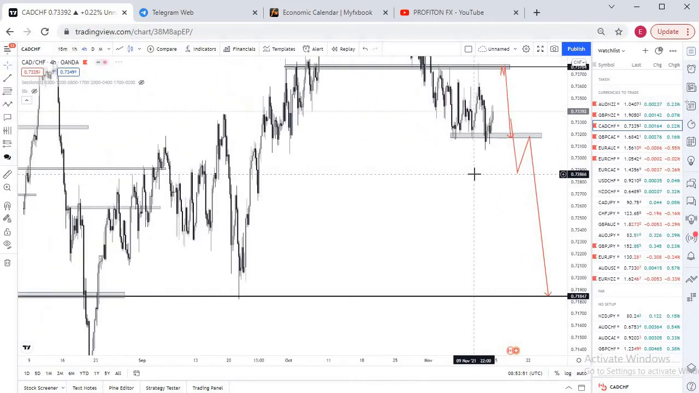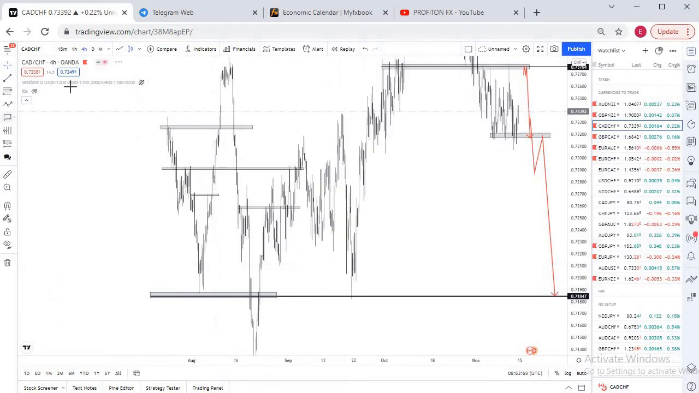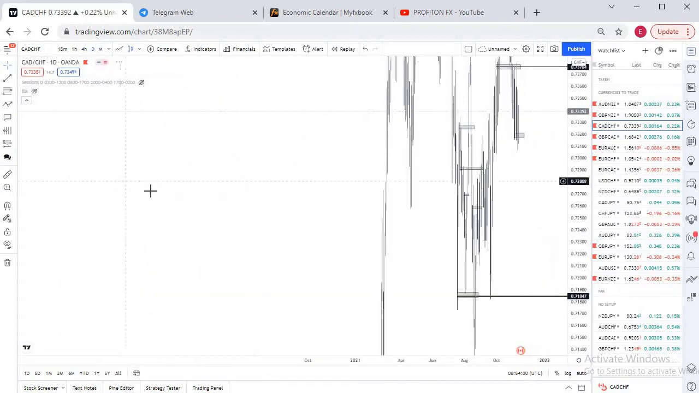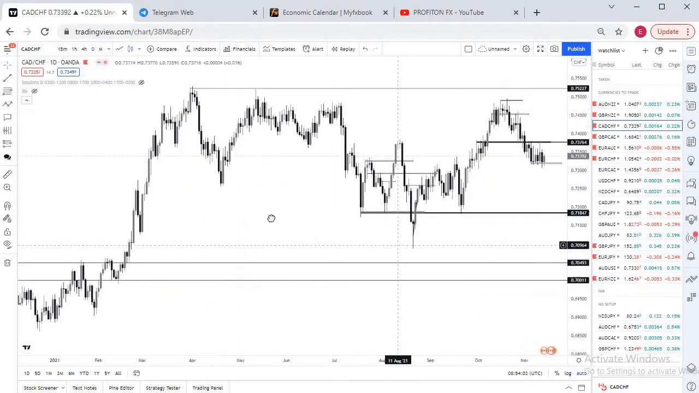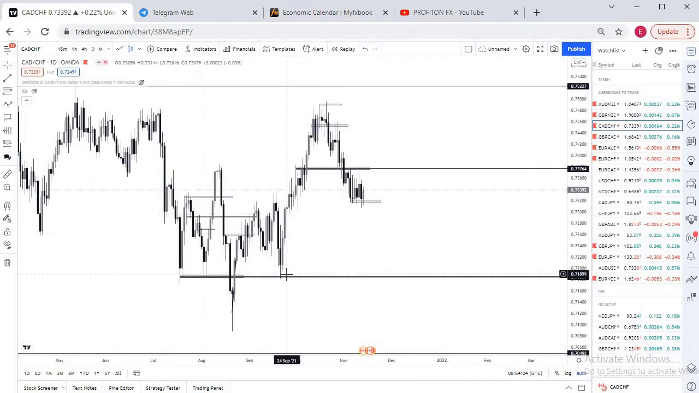Now my target, based on what I'm seeing here, let's first go to the daily time frame. Now on the daily time frame, we have a level here at around 0.71800 or 850. So we have a level here.